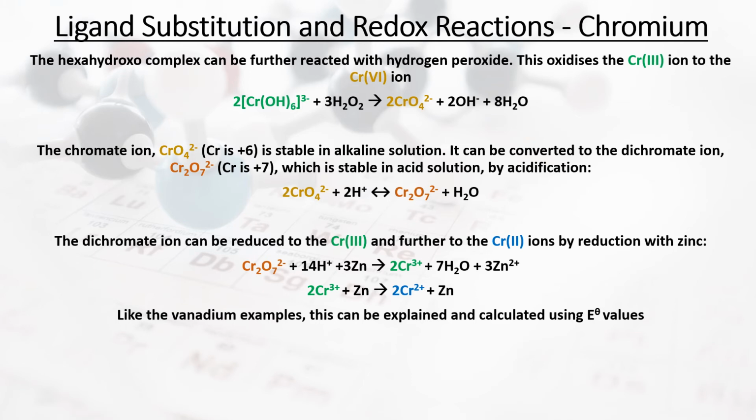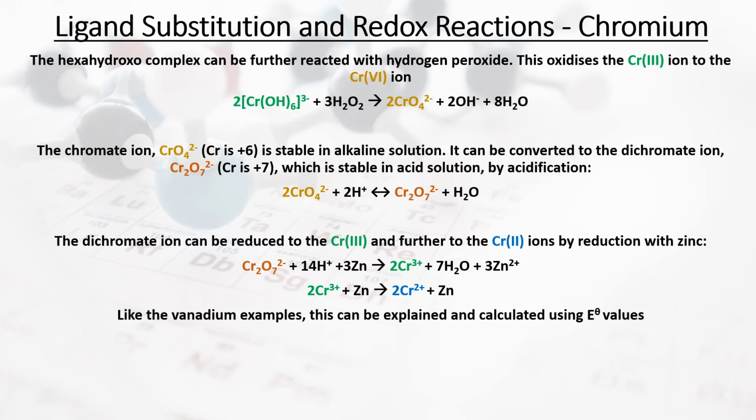So we go from our chromium 3+ ion, reacting it with more zinc, and this ends up producing this blue chromium 2+ ion. Now, like in the vanadium examples that we saw earlier on, the reason why we use zinc is because we can calculate this and explain it using our electrochemistry, using our cell potential, our E cell values essentially.